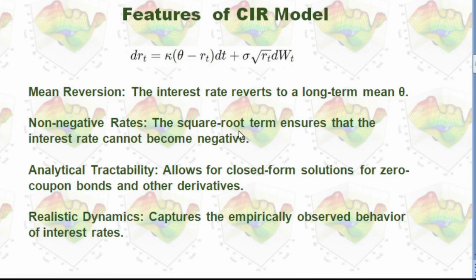CIR model has the following features. First, the interest rate reverts to the long-term mean theta. And because we have a square root of r_t here, the square root term ensures that the interest rate cannot become negative. And the CIR model allows for closed form solutions for zero coupon bond and other derivatives. Also, CIR model captures the empirically observed behavior of interest rates.